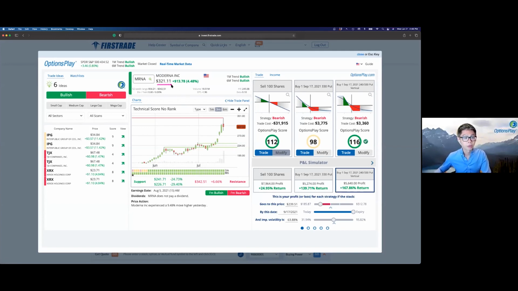This is an expensive stock, $321. So first of all, expect that the options are going to be expensive, right? So here, as you can see, my risk on a single put contract is $3,775. So remember that the very volatile stocks like these are going to have very expensive options. That's the one thing that you cannot avoid. But you have significantly less risk on these types of strategies than if you were to short the stock. A vertical spread here still risks $3,360.